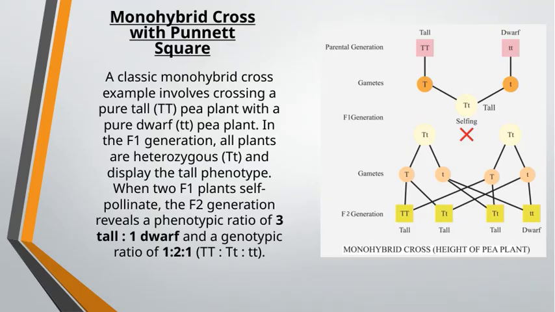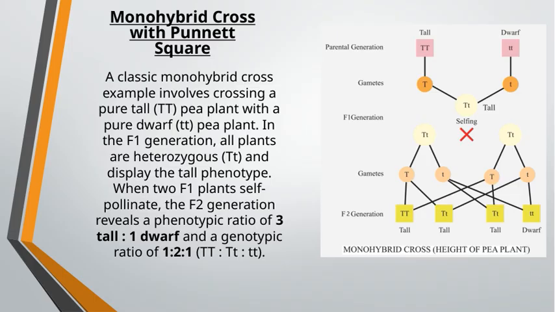Let's look at a classic example of a monohybrid cross using a Punnett square. Imagine crossing a pure tall pea plant, which has the genotype TT, with a pure dwarf pea plant with the genotype tt. In the first generation, or F1, all the plants end up being heterozygous with the genotype Tt, and they all look tall. Now, when we take those F1 plants and self-pollinate them, we get the F2 generation. Here, we see a phenotypic ratio of about 3 tall plants for every 1 dwarf.